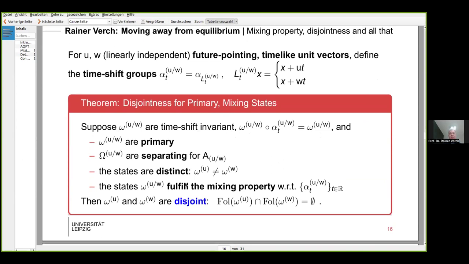Now let's sort of bring these properties to work in some sense. So we take U and V, two linearly independent future-pointing time-like vectors, and we define the associated time shift groups for them. So one is time shifting in the U direction, the other is time shifting in the W direction, and we usually think these are really distinct directions.